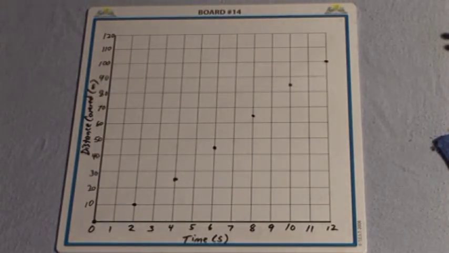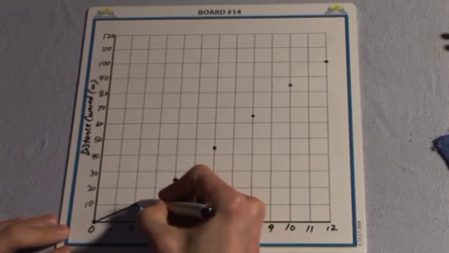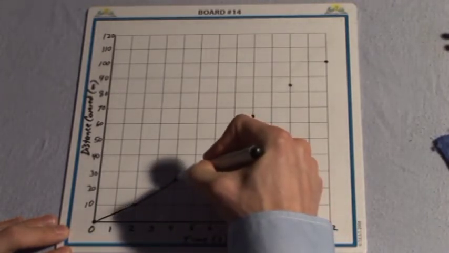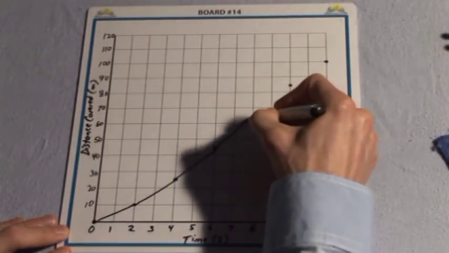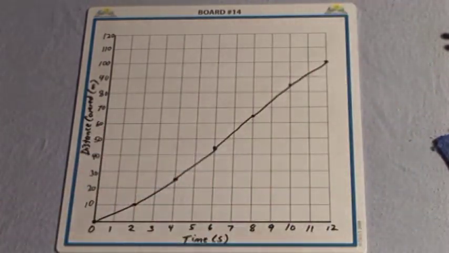Notice we have not connected the points, and if we were to connect the points we would have a line graph. So all we need to do to convert this is to connect the dots using a ruler, and I'll do it freehand here. This is why you tell students to use rulers. They'll end up with a much straighter line.